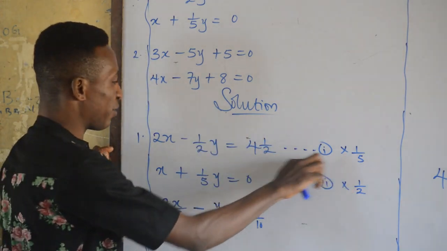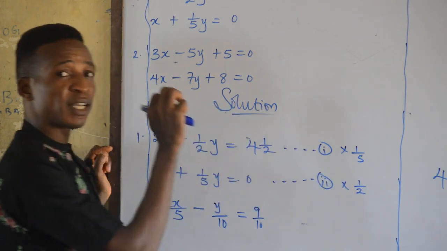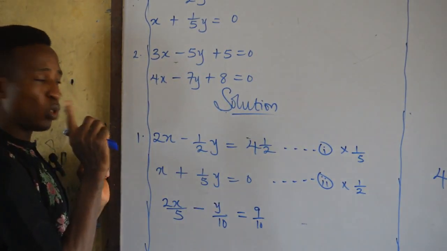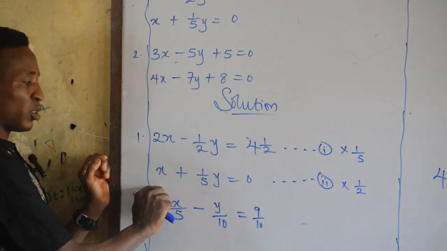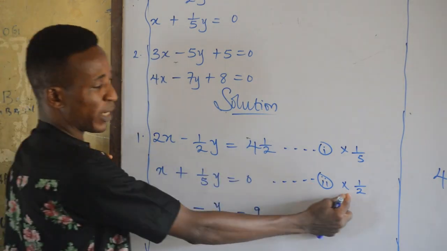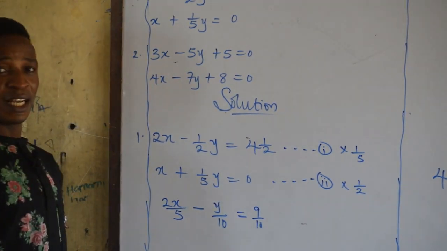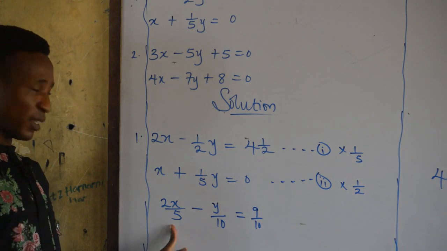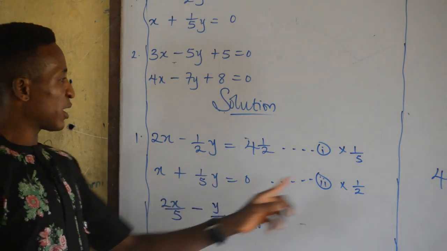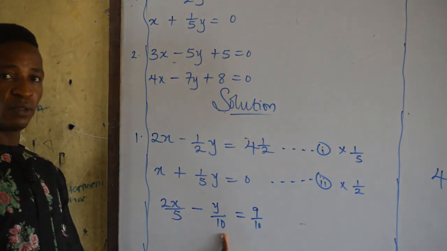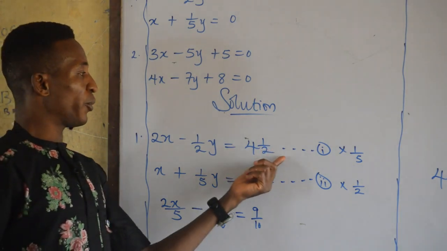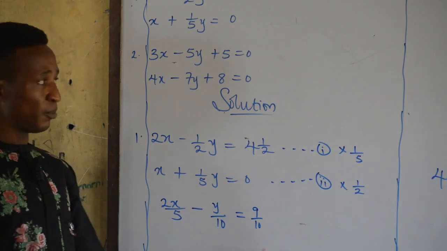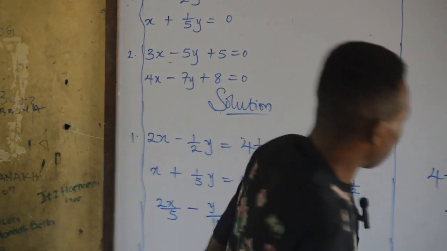That means I'm multiplying everything in equation 1 by 1 all over 5. Now, going to my equation 2, the coefficient of y here is 1 over 2. So I'm multiplying everything in this equation 2 by 1 over 2. And that was how I wrote it here. So I started multiplying. 2x multiplied by 1 over 5 gave us 2x over 5. I wrote it down. 1 over 2y multiplied by 1 over 5 gave us y over 10. Then equals to 4 whole number 1 over 2 multiplied by 1 over 5 gave us 9 all over 10. So we go to our equation 2 now to multiply.